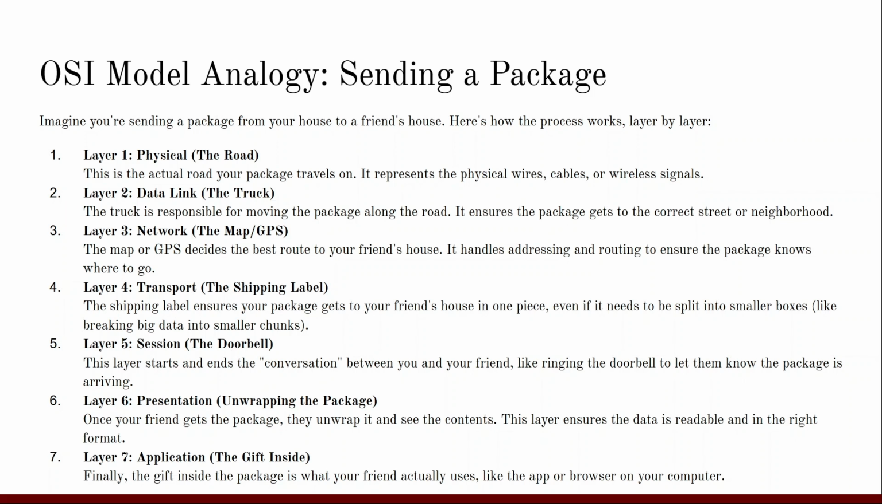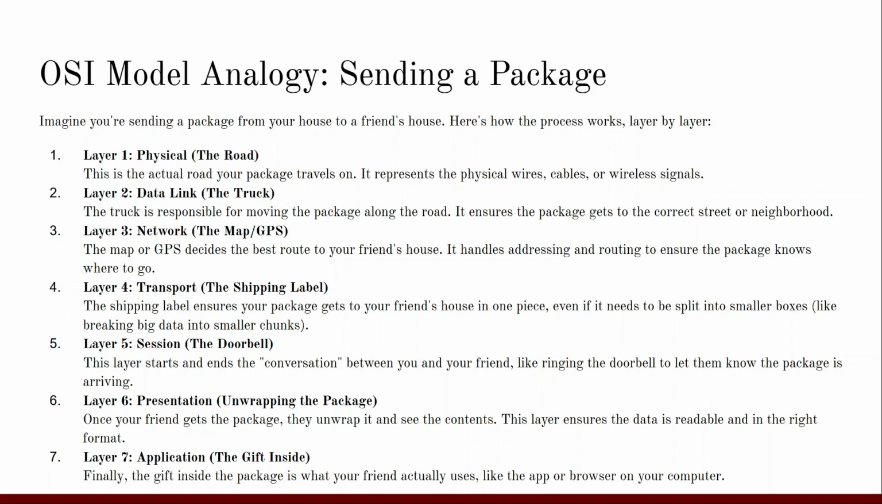And layer 5 is like a doorbell. This layer starts the conversation between you and your friend, like ringing the door lets them know the package is arriving. All right, and then we have the sixth layer, that is presentation, unwrapping the package. Once your friend gets the package, they unwrap it and see the contents inside it. And the final one is the gift inside the package, where your friend actually uses it, like an application or browser on your computer. So that's the analogy of these 7 layers in a real world scenario.